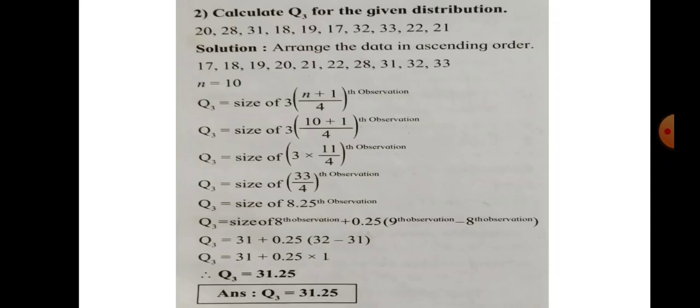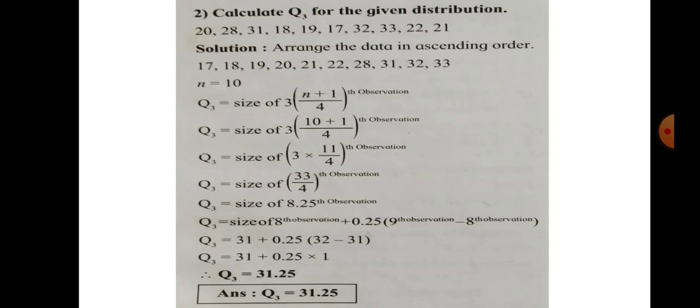Now let us see the next example, how to calculate quartiles from individual data. One different example is here. Okay, now let us see what is the example. Calculate Q3 for the given distribution, and the series is given here: 20, 28, 31, 18, 19, 17, 32, 33, 22, 21.